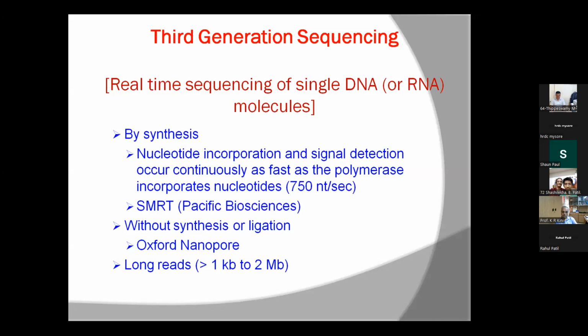Now both these technologies give what we call long read sequencing. The sequences which come out will be up to 1 kilobase to 2 megabases, compared to the next generation, Illumina and Ion Torrent, which can give only up to 500 base reads. This will give long reads.